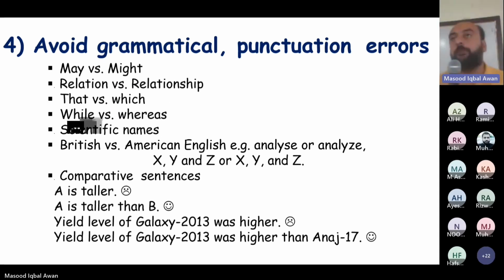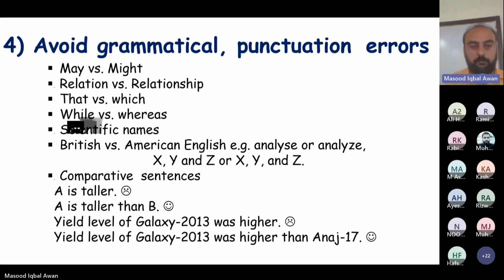Fourth, an important principle is that we should avoid errors related to grammar or punctuation. For example, we are often confused with the use of may and might. We use may where we are almost sure. Maybe means can be, may not means cannot be. Whereas we use might where we are not sure. We are just speculating, or we don't have sufficient data to support our claims, then we use might. So if we are sure, we can use may or can.